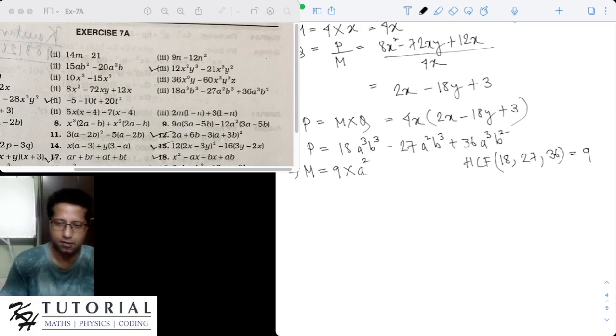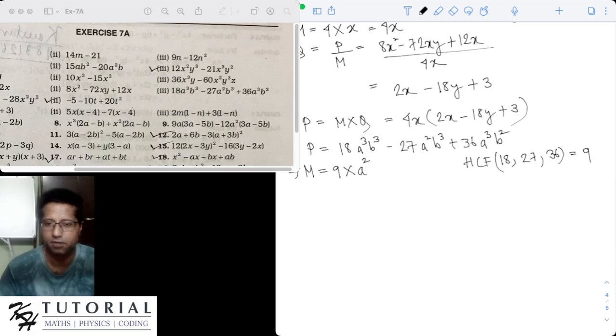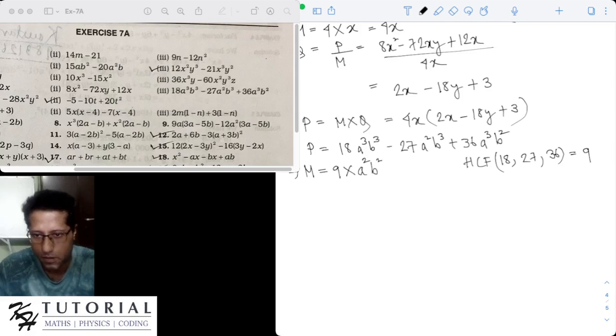We also see that the variable b occurs in all the terms, and we have to find the minimum power of b occurring in any term. The minimum power of b is b square, which is occurring in the third term. So we will have b square. So the common factor is 9a square b square.